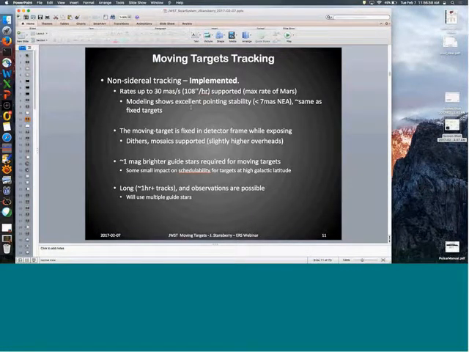We indicated that we have moving target tracking. This rate is good enough to track Mars at its highest apparent rate. The great thing about having that implemented is that once you acquire the moving target, it's fixed on the detector, and so it becomes a fixed target when you're in moving target tracking mode. Once you get that, all of that works very well.